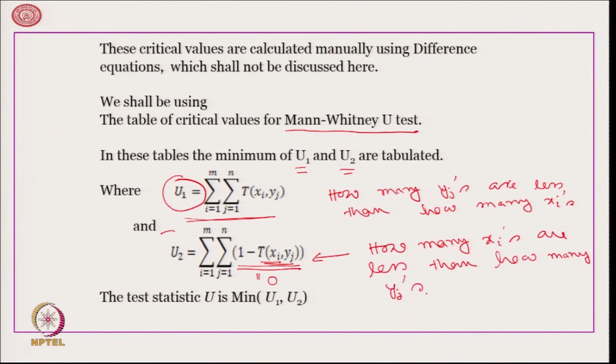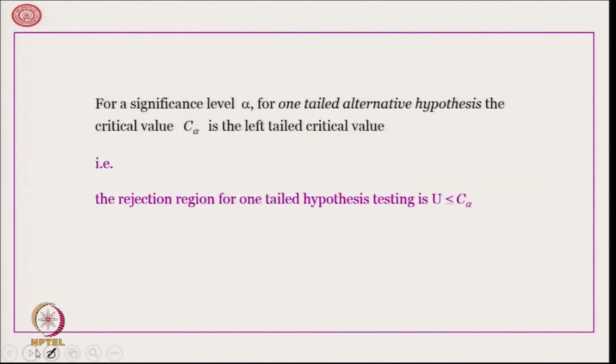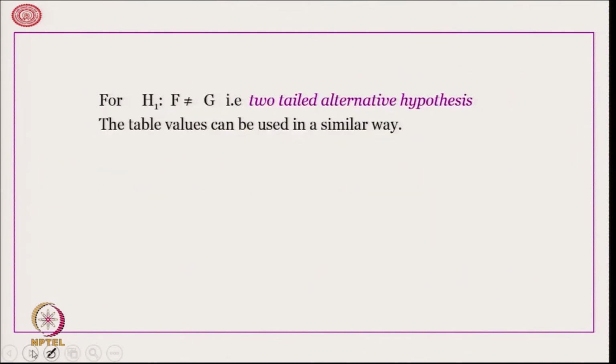Therefore, when we calculate U1 and U2, we take the minimum of them and we call that the U statistic. So, for a significance level alpha, for a one-tailed alternative hypothesis, the critical value C alpha is the left-tailed critical value. We will check if it is smaller than some critical value C alpha or not, and that is what we want to test. For H1: F is not equal to G, we shall check in a two-tailed alternative hypothesis in a very similar way.